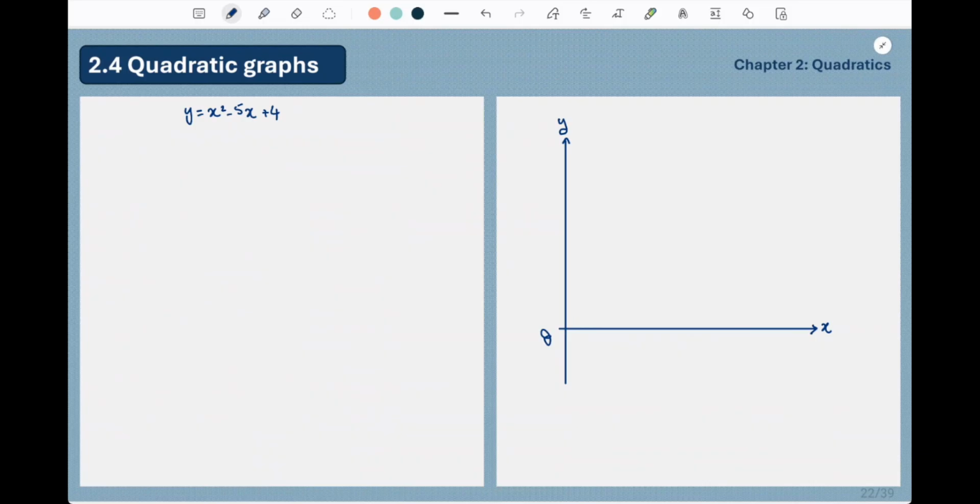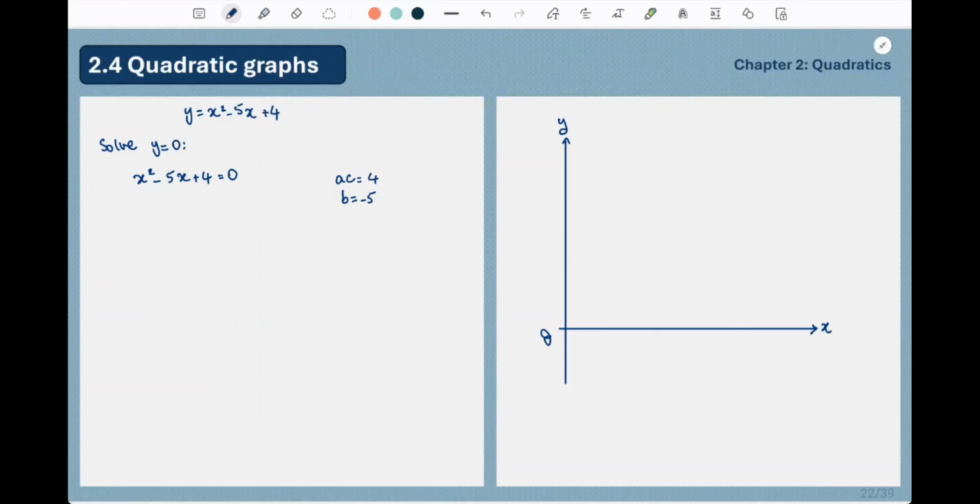So the second thing, we need to find the points where it crosses the x-axis. So we need to solve for y equals 0: x squared minus 5x plus 4 equals 0. How are we going to do that? I'm going to use the method that I always use. So ac is equal to 4 times 1, which is 4, and b is minus 5. Let's find two numbers that when you multiply them together give you 4, and when you add them together give you minus 5.